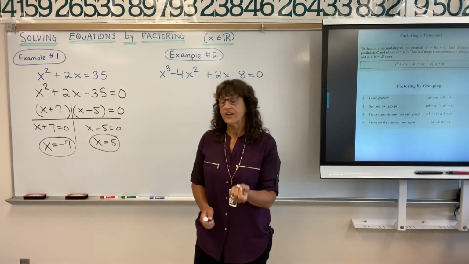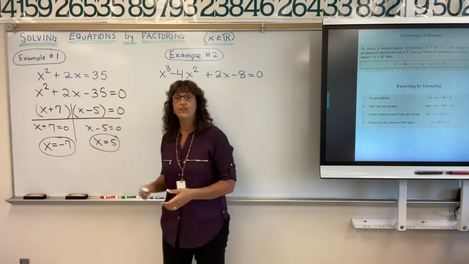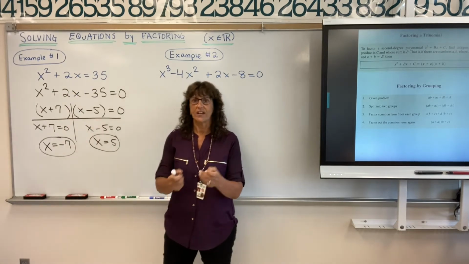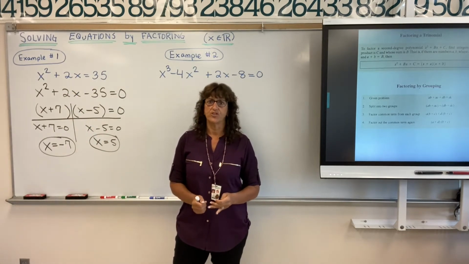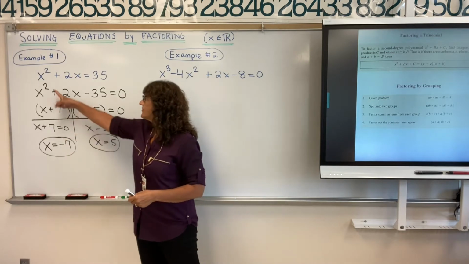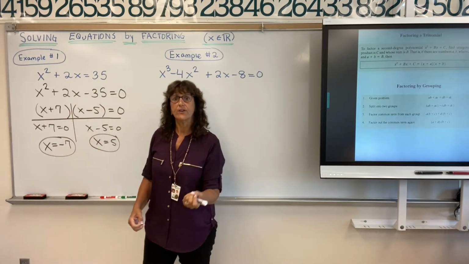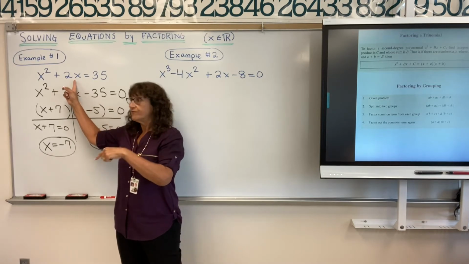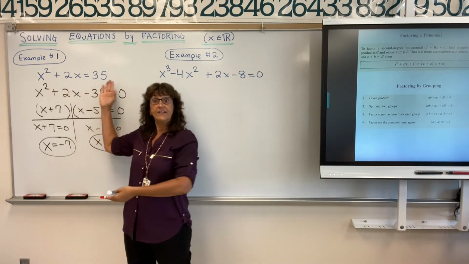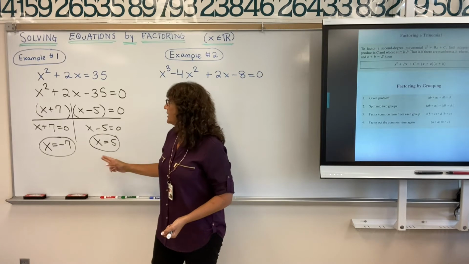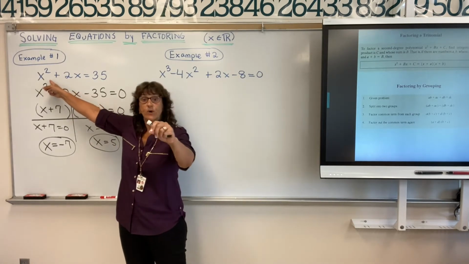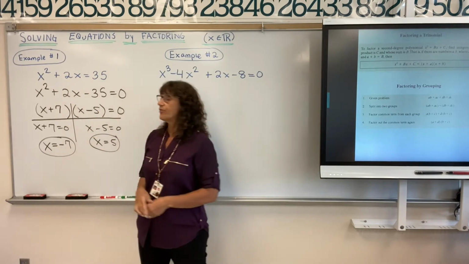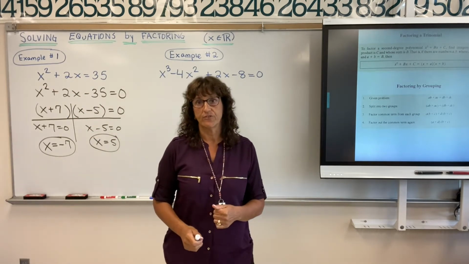You can always check your answer by taking the solution that you've gotten and plug it back into the original equation. Check it with a calculator. You should always check and make sure your answer is correct. Take negative 7 and plug it in. Negative 7 squared is 49, and then 2 times negative 7 is negative 14. 49 minus 14, and it does give you 35. Plug in 5 squared, you get 25 plus 2 times 5 is 10. 25 plus 10, and you do get 35. So you should check your answers as well.